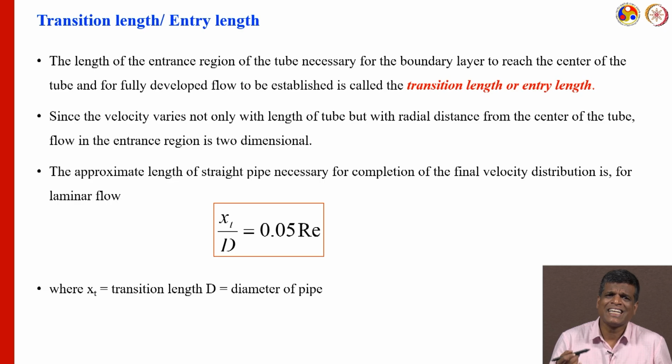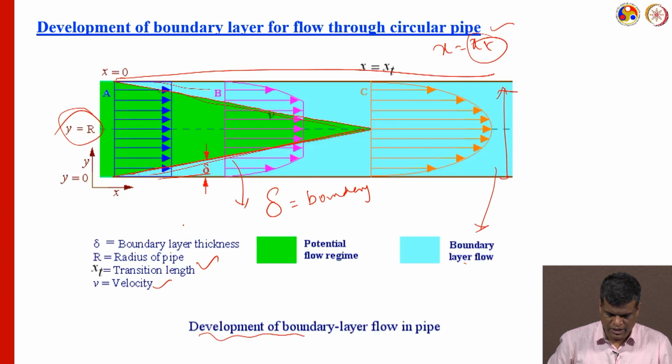So now, how to measure the transition length? The transition length we always call Xt. Xt is the transition length. Here we already discussed it. Xt is the transition length here.